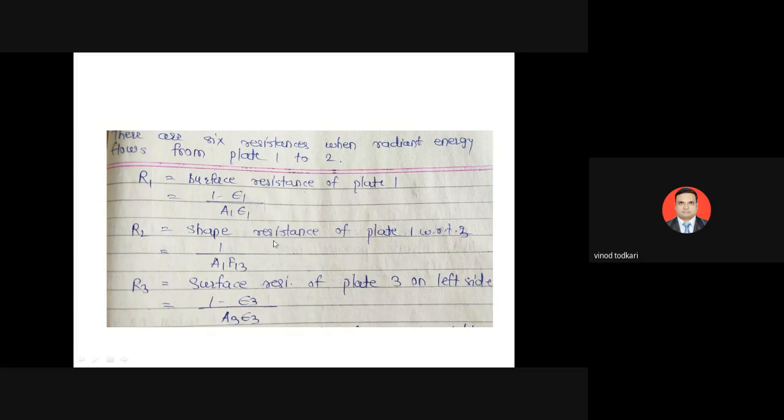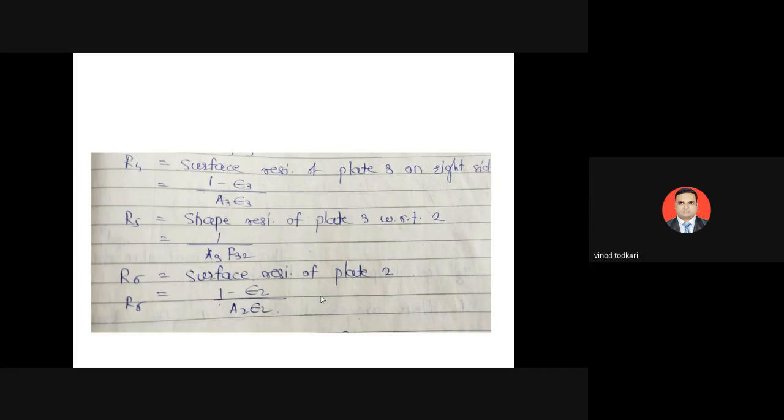What is R2? Shape resistance of plate 1 with respect to plate 3. 3 is nothing but the shield plate, right? So it is 1 upon A1 F13. What is R3? Surface resistance of the shield on the left side. So it is 1 minus emissivity upon area into emissivity. In the last lecture, I told you that it may look lengthy, but it is very simple. You have to remember just two very simple formulas. One is surface resistance, which is 1 minus emissivity upon area into emissivity. And second is shape resistance, which is 1 upon area into shape factor, right?